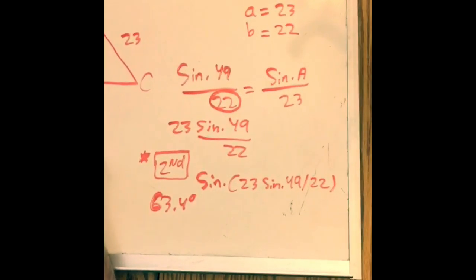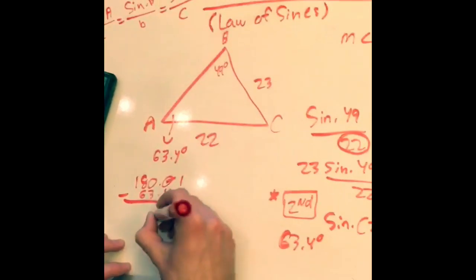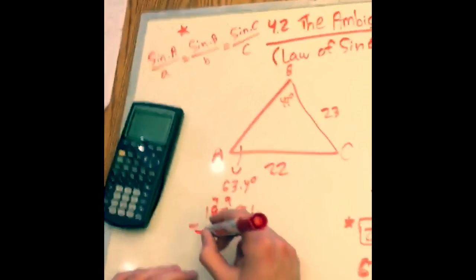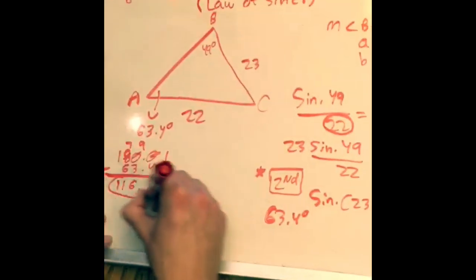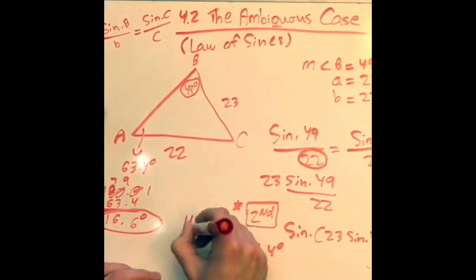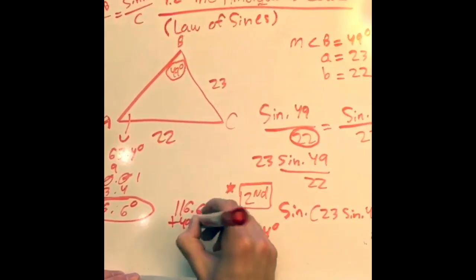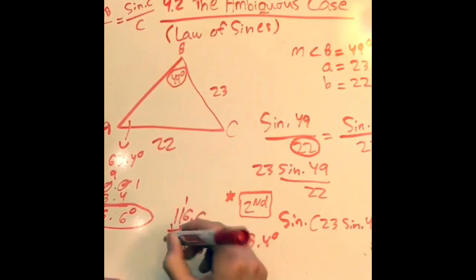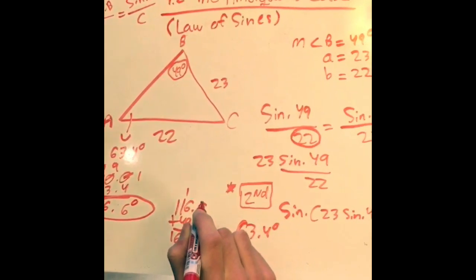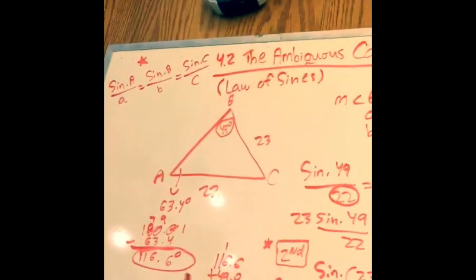And now we have to test to see if there's going to be one or two triangles. So I'm going to take 180 and subtract 63.4. And now I've got this, I have to add it to the original angle in the problem, which in this case was 49, to see if the triangle is going to be one or two triangles. Plus 49, 165.6. Yep, that's it. In this case, since 165 is less than 180, you would get two triangles in this problem.